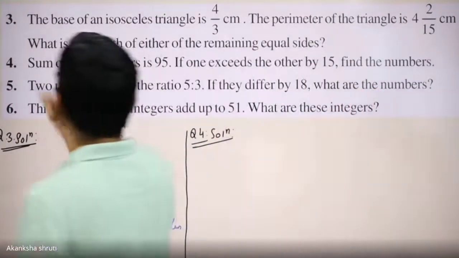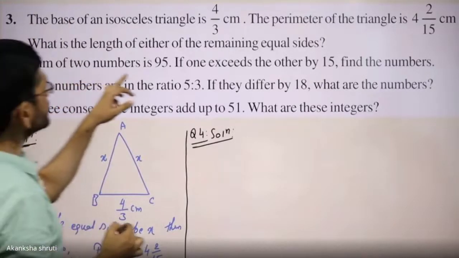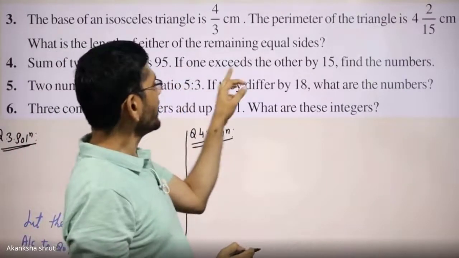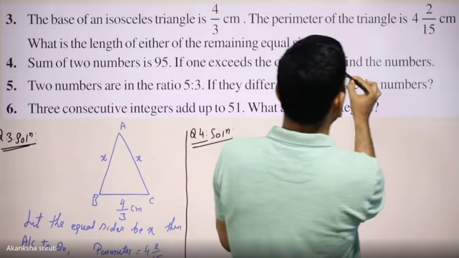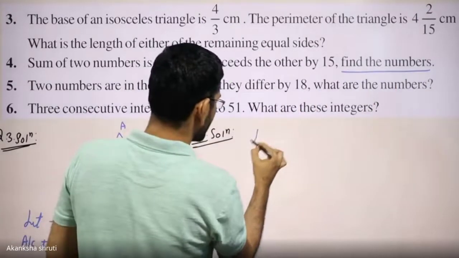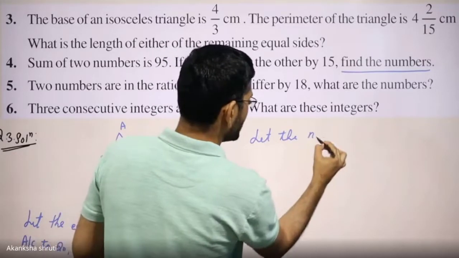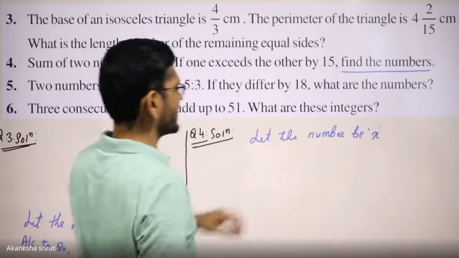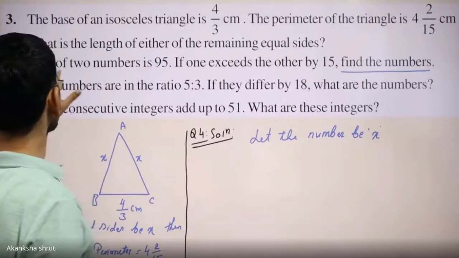In question number 4, it is given that the sum of two numbers is 95. If one exceeds the other by 15, find the numbers. So the numbers we have to find. So write, let the number be x. Whatever number you have to find, assume that as x. Then again start reading from the beginning.